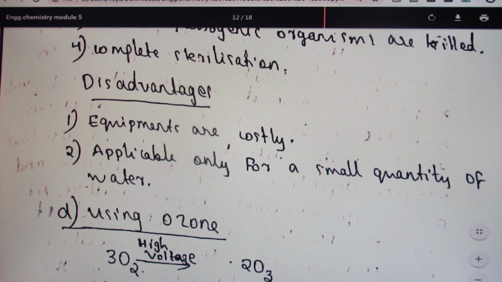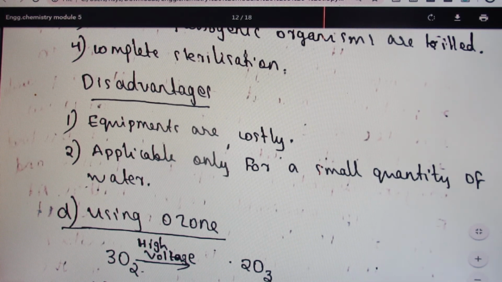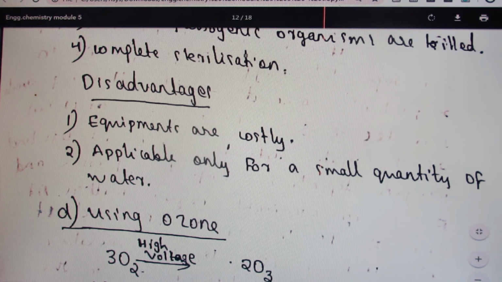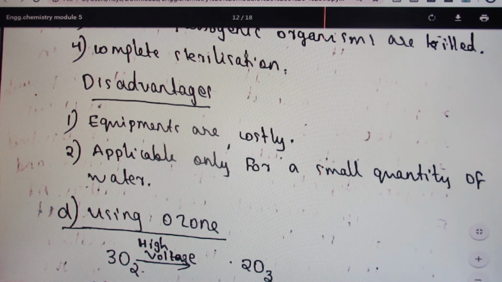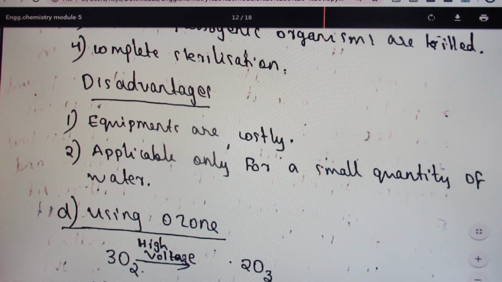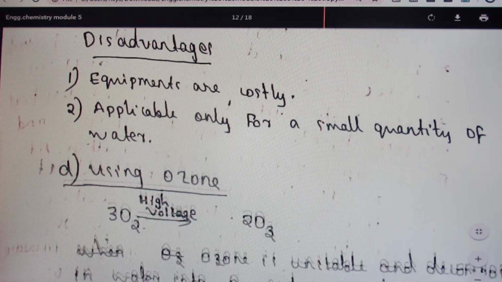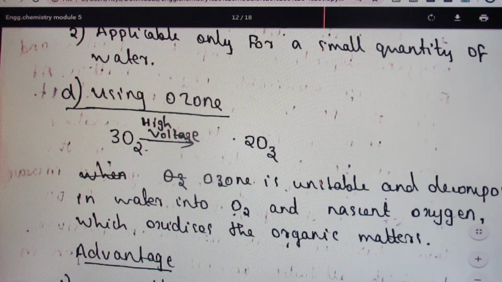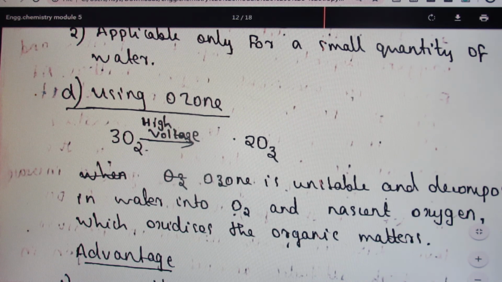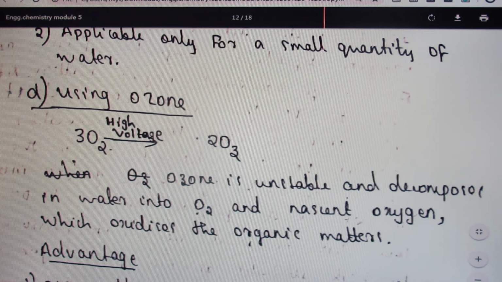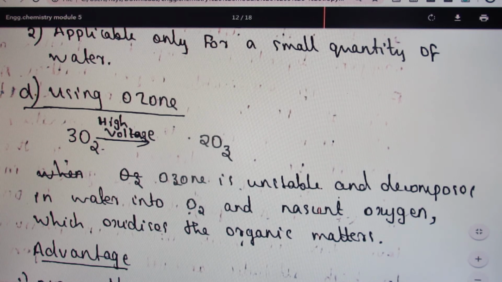But it has some disadvantages because equipment is very costly. At the same time, some technical skill is also required for using UV radiation. It is also applicable only for a small quantity of water. In large scale processes, we cannot use this UV method. At that time we can use chlorination, even though it has some disadvantages.